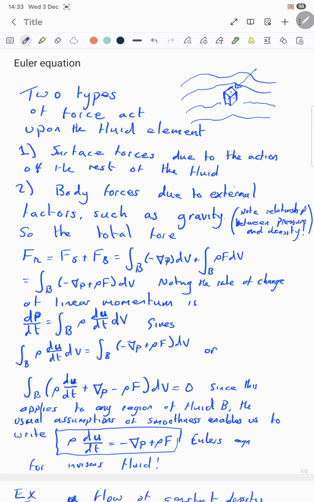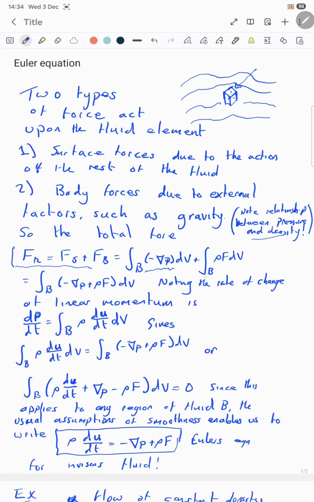The surface force due to the action of the rest of the fluid, and body forces due to external factors such as gravity. Now during this, you note the relationship between pressure and density. That's quite an important thing. So the total force here, the resultant force, is that of the surface force and that of the body forces, which are here, which is the negative gradient of the pressure integrated over its volume.